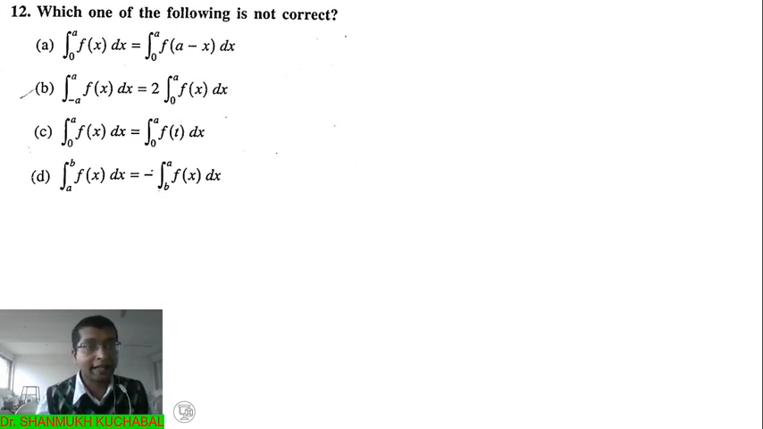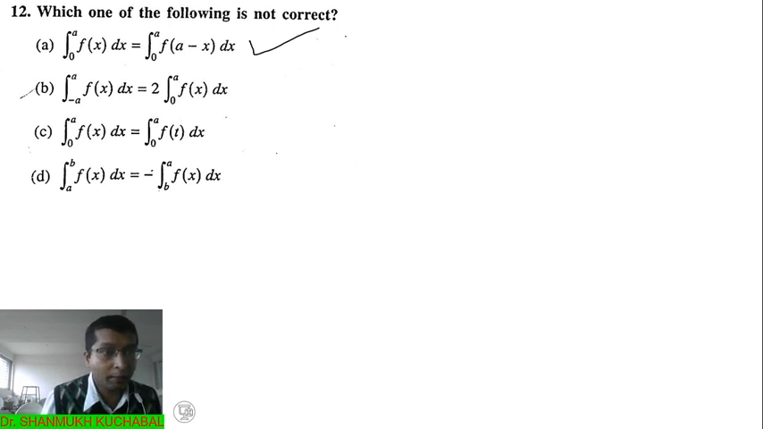We will move to example number 12. Which one of the following is not correct? So we have to write the answer which is not correct. Option A: the integration from 0 to a of f of x dx equals the integration from 0 to a of f of upper limit plus lower limit minus x. This is a right option.